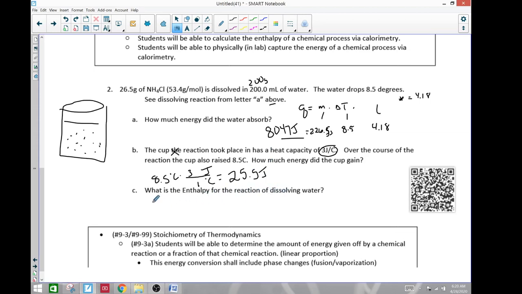What is the enthalpy change for the dissolving reaction? So this is going to be Q per mole. Okay. Well, what's my Q? It's all the energy. That's going to be the 8,047 plus the 25.5. 8,047 plus 25.5 equals 8,072.5.